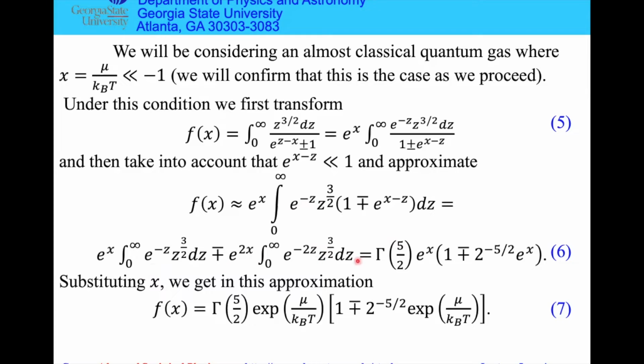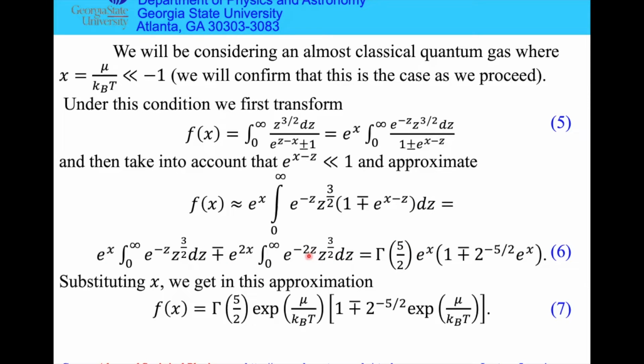So both these integrals can be expressed in terms of gamma function. The first integral is directly gamma function of 5/2. And this corresponds to this 1, minus plus this second integral.